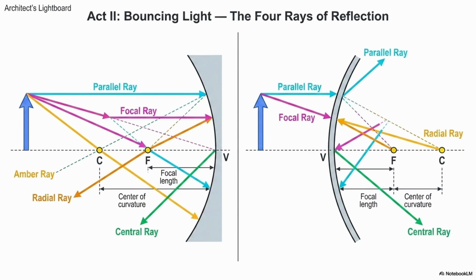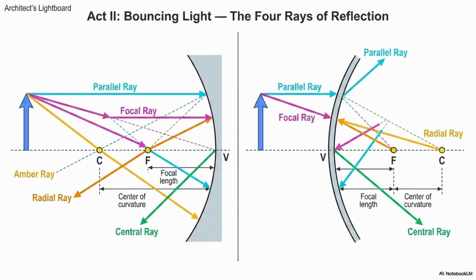But practically speaking, if I'm just trying to find where an image forms in a mirror, do I actually need to draw all four of these distinct rays? Oh, not at all. You only ever need two rays to find an intersection point. Then why map out all four? To prove the physics. Yes. It demonstrates the absolute flawless geometric symmetry of the mirror.